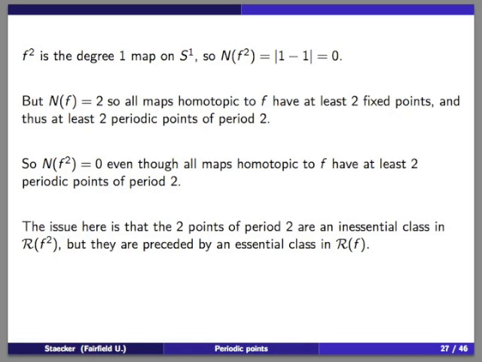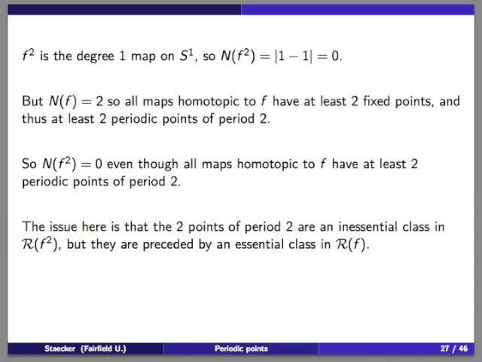Now the issue here, I want to think about this example to give us some idea of how we're going to make a good definition. The issue, you could say, is that there are 2 points of period 2, there must be, and they are in an inessential class at the second iteration, but they come from a fixed point which is in an essential class at the first level. So we have periodic points at the second level, which are inessential, but they come from an essential point at the first level. And that's sort of what confuses the issue if you're just using the Nielsen number.